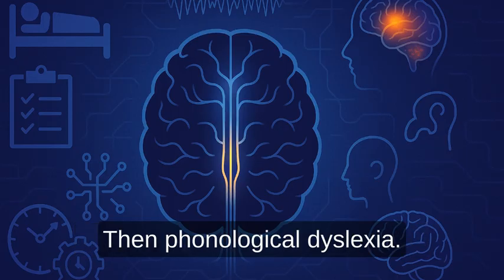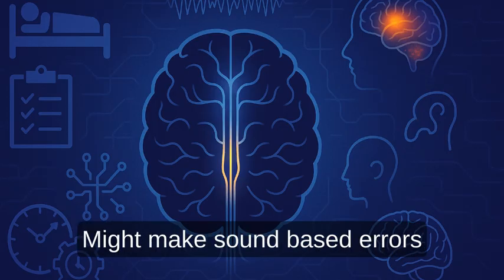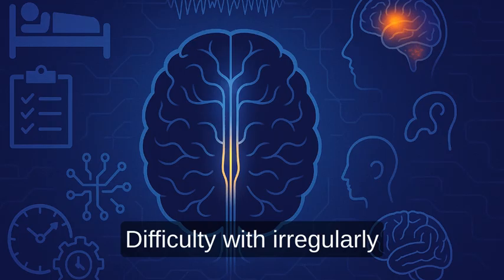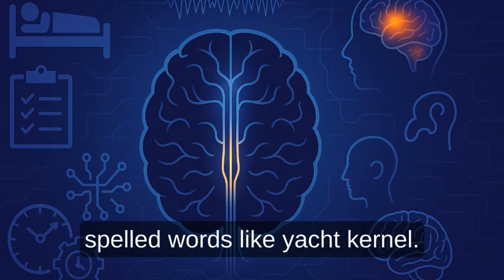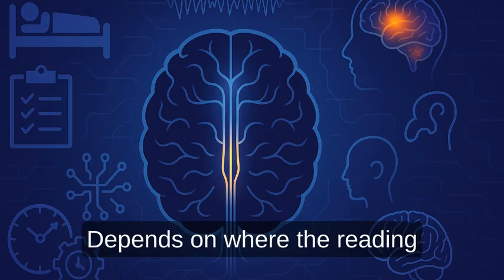Okay. Then phonological dyslexia: trouble reading non-words but better with real words, might make sound-based errors. And surface dyslexia: difficulty with irregularly spelled words like yacht, kernel, but okay with regular words and non-words they can sound out. Depends on where the reading process breaks down.